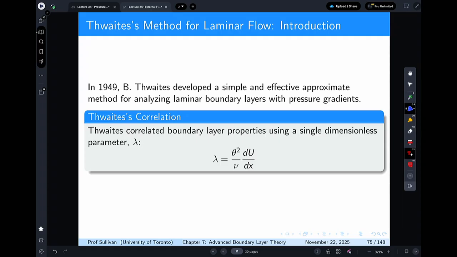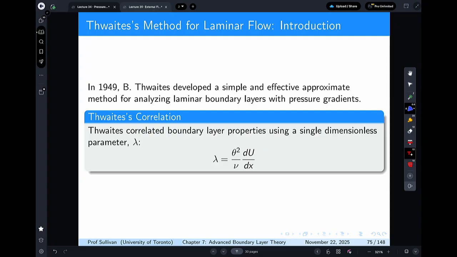Thwaites introduced another approach, and it's a method of analyzing laminar boundary layers. So again, we're kind of limited to doing stuff with laminar boundary layers with pressure gradients, and we try our best to sort of extend it as much as we can, but there, again, not much we can do.